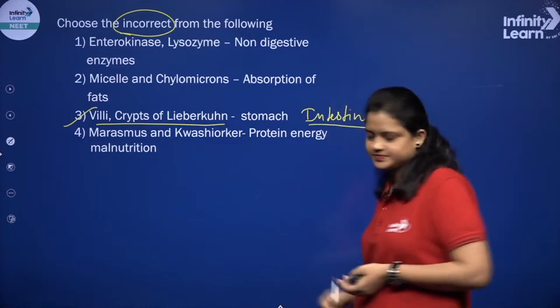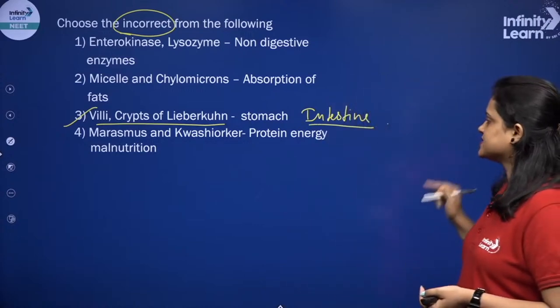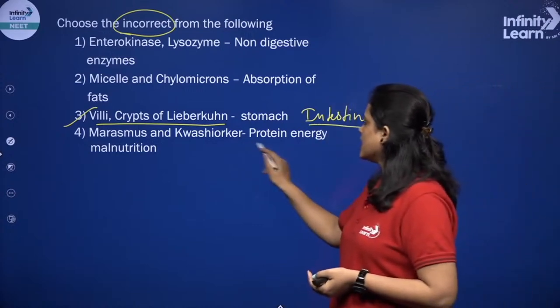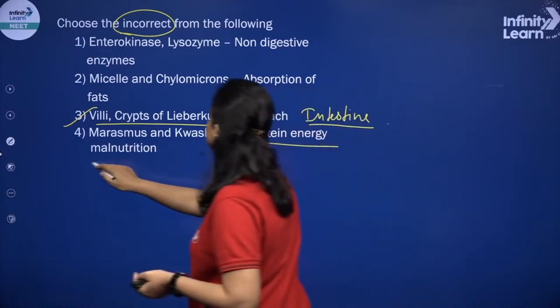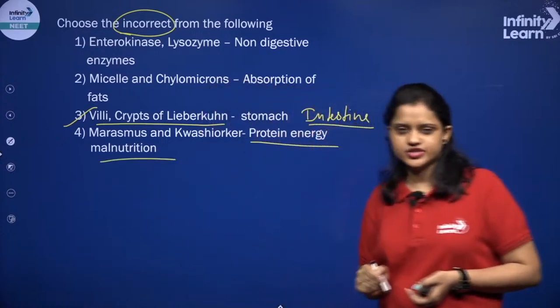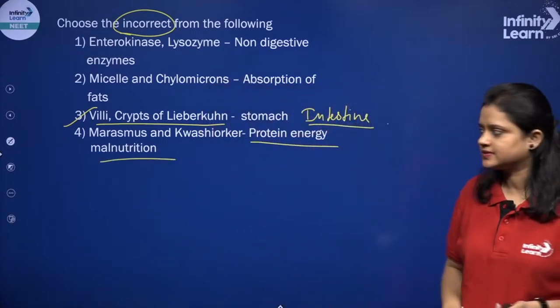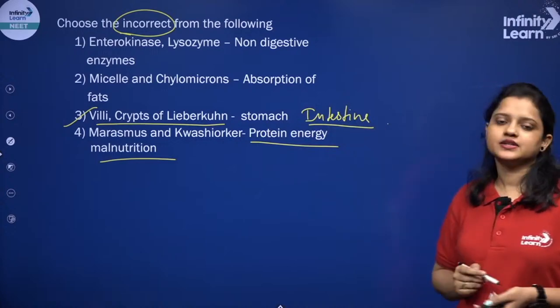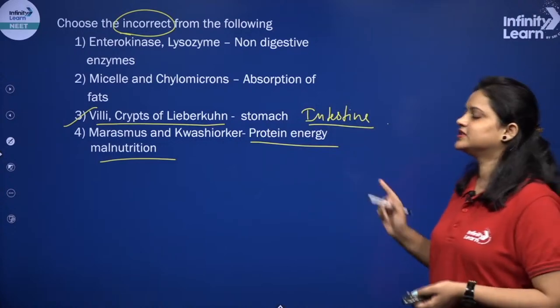No, this is wrong. Villi and crypts of Lieberkuhn are present in the intestine. Okay. Marasmus and kwashiorkor are the diseases due to protein energy malnutrition. Absolutely correct. So the incorrect matched pair was the third one.